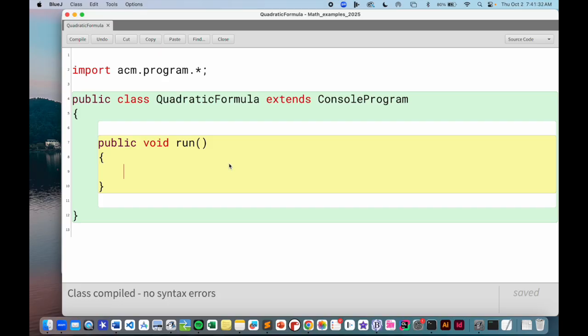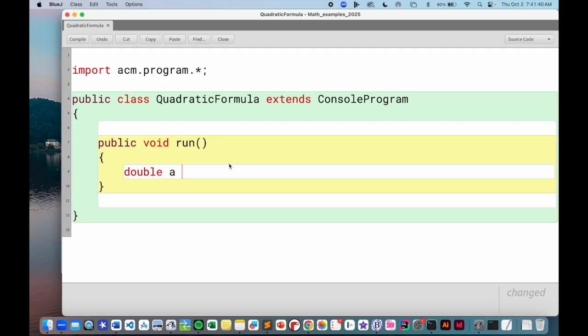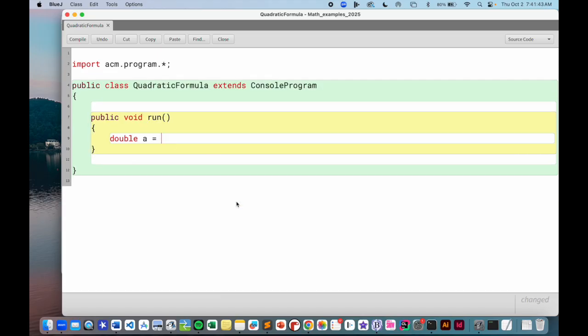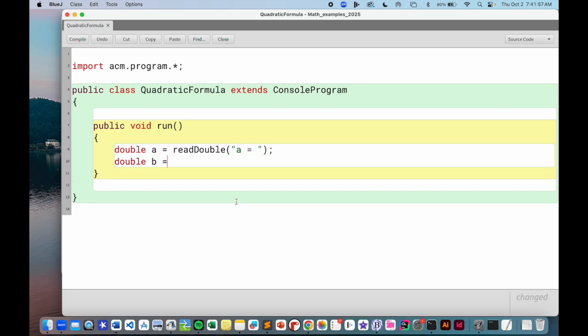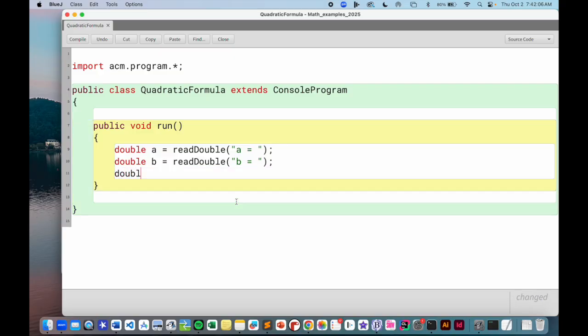So what values do I need to actually do the quadratic formula? Don't I need an a, b, and a c? So let's do this. Let's say double a equals. We learned that there was a method called readInt that we can use in console programs. Well, unsurprisingly, there's a method called readDouble. So double a equals readDouble, a equals, and same thing, double b equals readDouble, b equals, and double c equals readDouble, c equals.